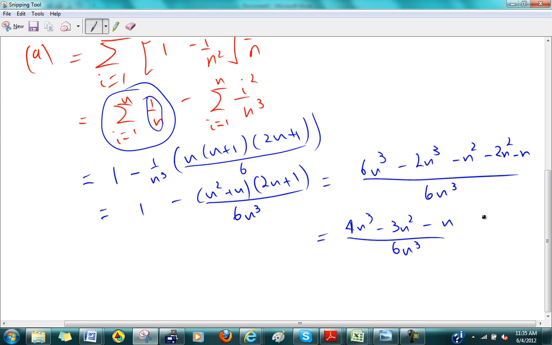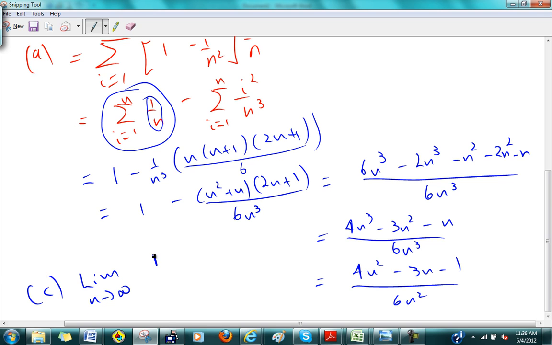Okay? So what they've done is they've cancelled out one of the n's in there. You guys with me on that? So that becomes 4n squared minus 3n minus 1 over 6n squared. This is a rational function, right? Remember I told you poly over poly? You have a polynomial at the top, you have a polynomial at the bottom. Part C, they want you to take the limit of this as n goes to infinity of 4n squared minus 3n minus 1 over 6n squared.